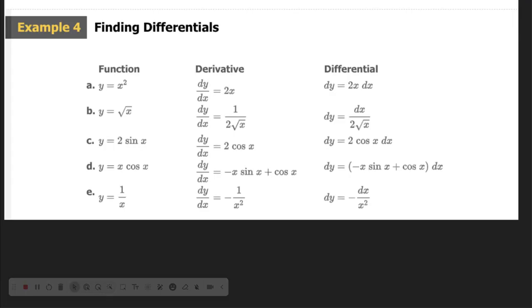Now here you're just seeing examples. I didn't want to do many because I didn't think we had enough time. So look, if it's x squared, the derivative is 2x, and the differential is 2x dx. You will see in multiple calculus books, and I bet they talk about this in the How to Ace book, but it's not as simple as multiplying both sides by dx. I don't understand why it's not.